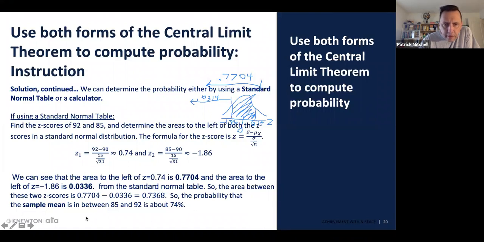So the correct thing that it should say here is 0.7704 minus 0.0314. Let's see if I can do that math in my head. I believe that comes out to 0.7390. All right, so they were pretty close. Still rounds to 74%. So the probability that the sample mean is between 85 and 92 is still about 74%.